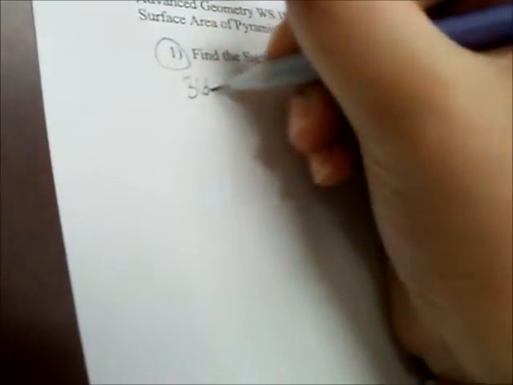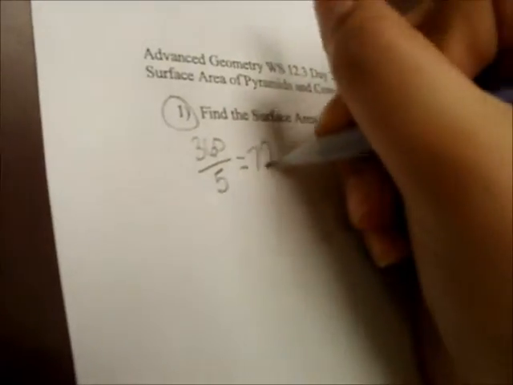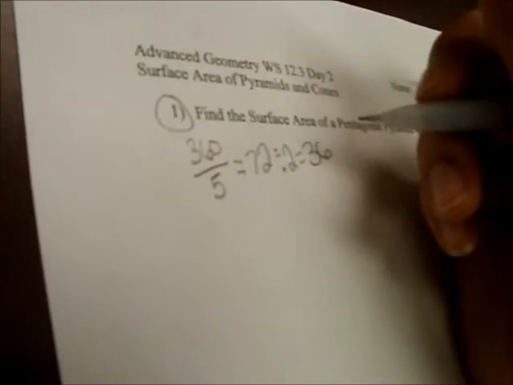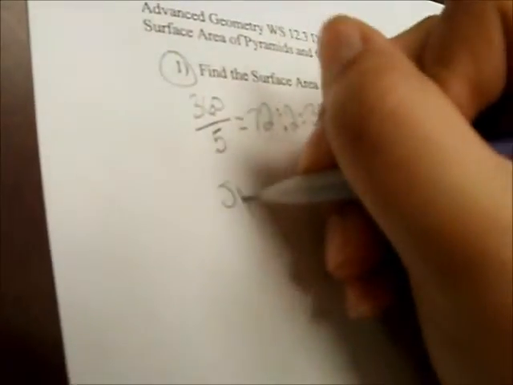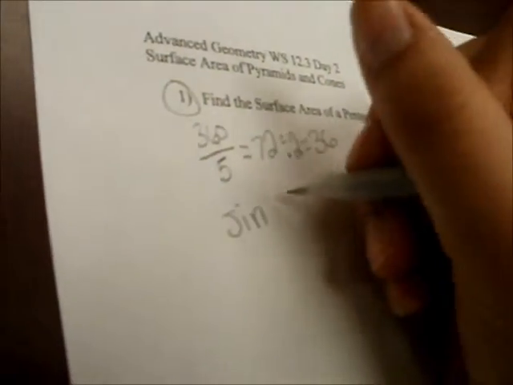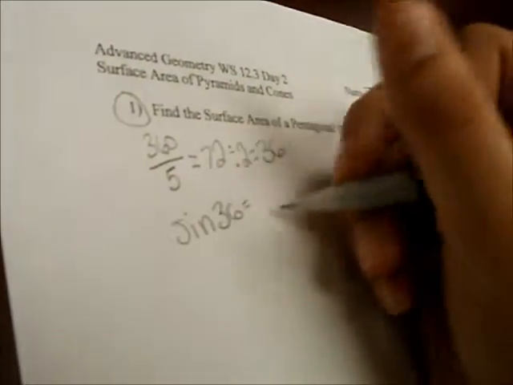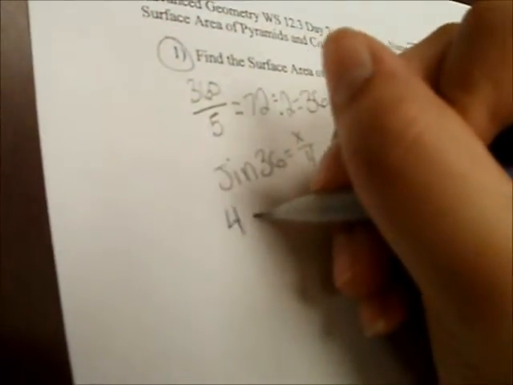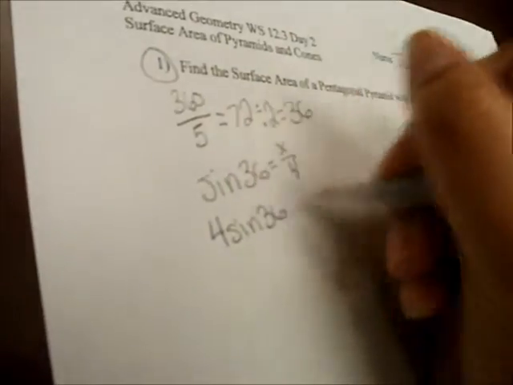We're trying to find the surface area. For the formula, you need to find the angle measure, which is going to be 360 divided by 5 since there are 5 sides. When you use that, you get 72. Then you need to divide that by 2, which is 36. So then you need to use sine of 36 is equal to x over 4. And when you multiply both sides by 4, you get 4 sine of 36 is equal to x.